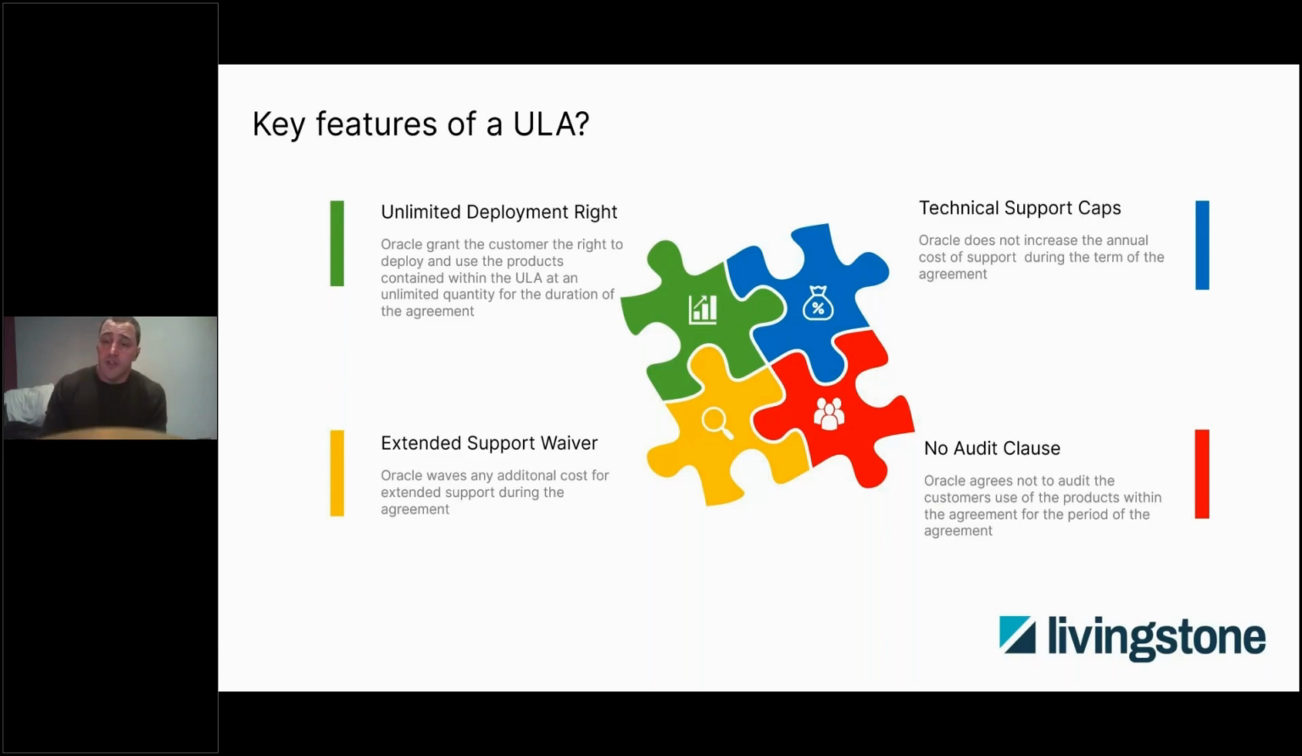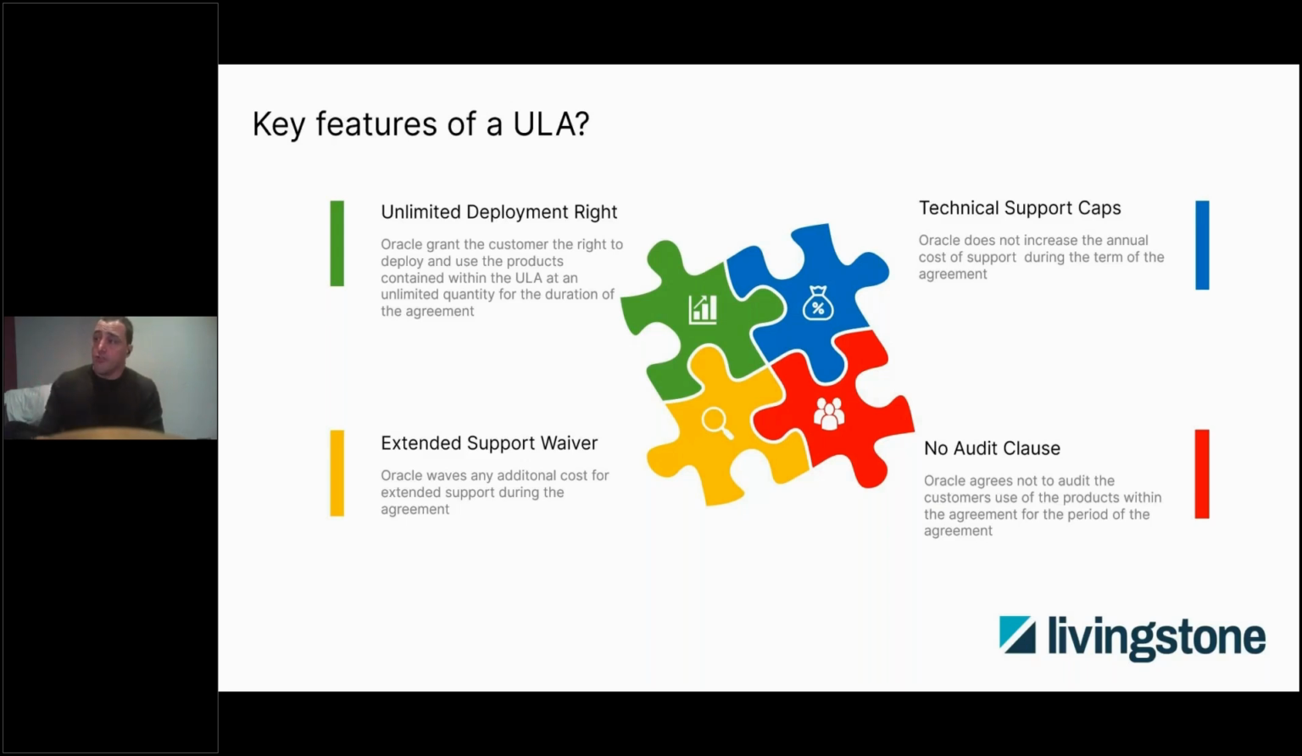Then in the bottom left quadrant, we have the extended support waiver. Now, ironically, this doesn't have any value right now today because at this point in time, there are no Oracle products that currently exist within an extended support period. But previously, and certainly in the future, this will have value where certain versions of certain products go out of Premier support and into extended support. And this is where Oracle will charge a customer an additional fee to support those products. Well, if those products are in your EULA, Oracle will waive that fee.